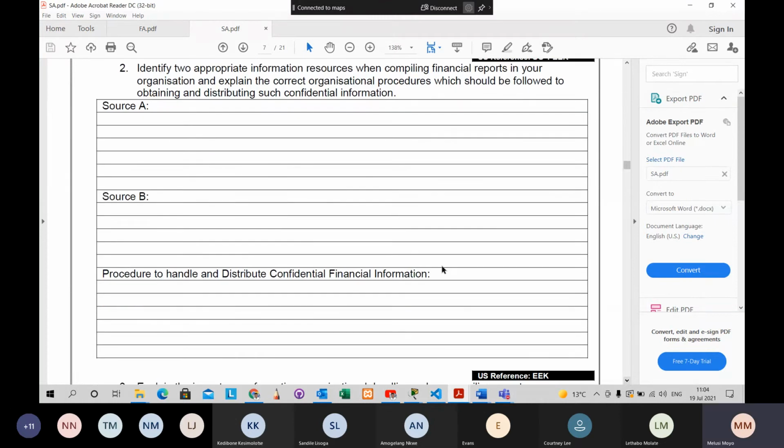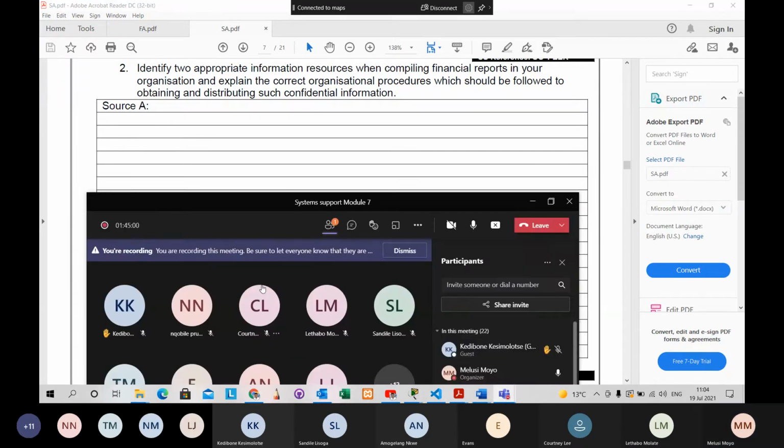And then identify 2 appropriate information resources when compiling. Okay, can someone read that for me? I'm tired of reading, man. Who wants to read for us? Gidbon, you can read. No, Melusi.